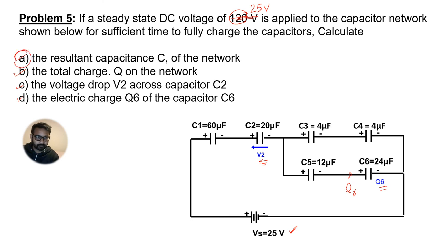First of all, we have to find the resultant capacitance. We have already seen the formulas for calculating the resultant capacitance of series circuits and parallel circuits individually. Now in this question we have to combine both concepts. So the first step would be to identify which capacitors are connected in series.